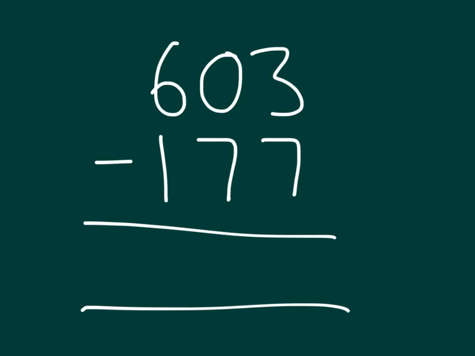This one, 603 minus 177. This one's harder. The 0's in the middle. So what we do is we look at this and we say, okay, we know it needs trading. 3 is smaller than 7. You can't say 3 minus 7. It doesn't work, so we need to trade. So we cross these out. This becomes 13.